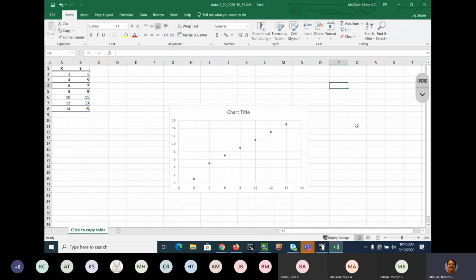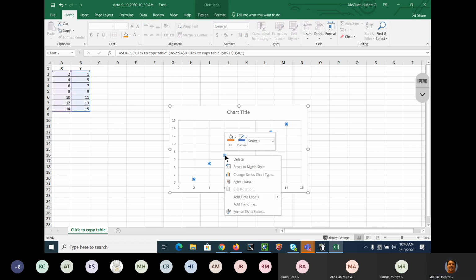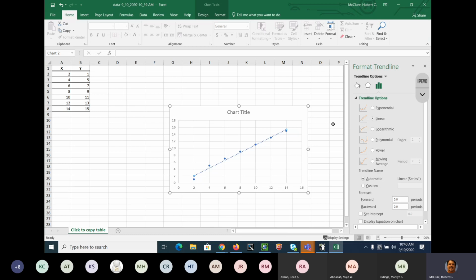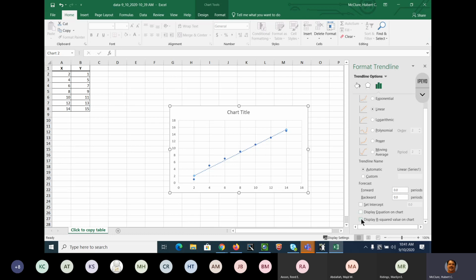Now what? Now you got to find your trend line. In Excel, it's called trend line. In statistics, it's called regression line. Right-click on one of the dots. Go down to Add Trend Line. It will read it as much as it can. In this case, it's going to be linear because the computer suggests that it's linear. And you go down to the bottom and you put display R squared and display equation.